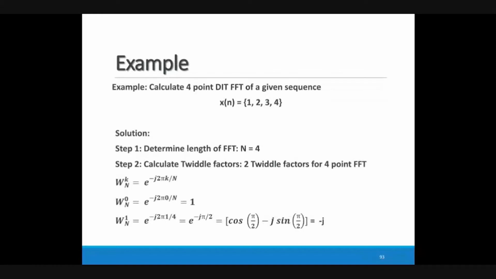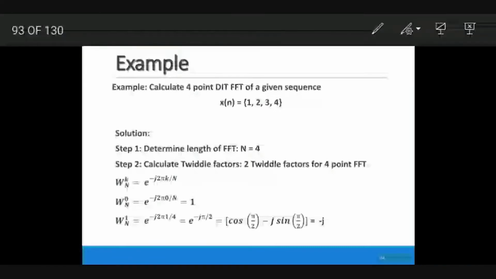Sir, the Twiddle factors we calculated for DFT, it was e to the power 2 pi by N only. Yes, when you represent, omega N is e raised to minus j 2 pi by N. But now you are taking the raised to k, so that is e raised to minus j 2 pi k by N. Okay, sir. So here we calculate the two Twiddle factors, omega N 0 and omega N 1.